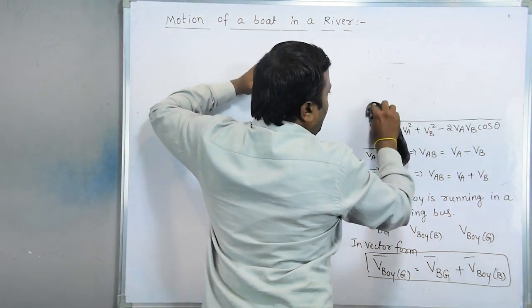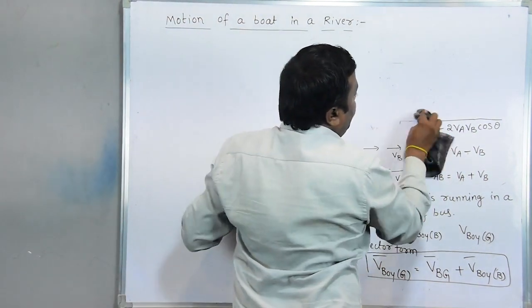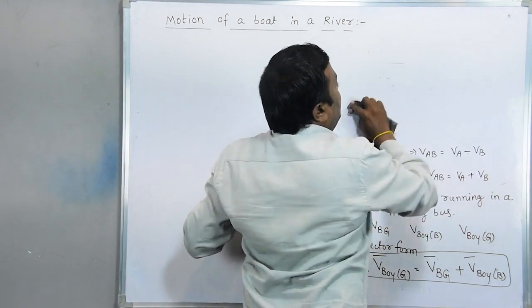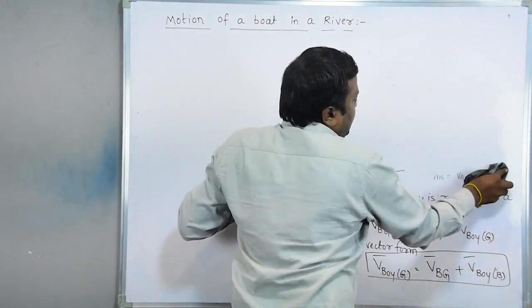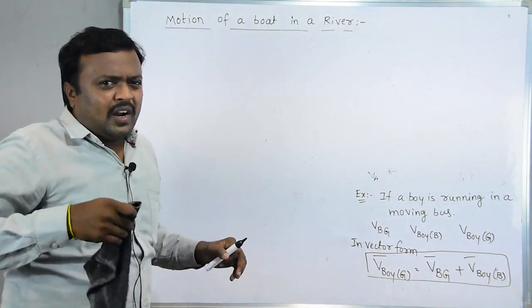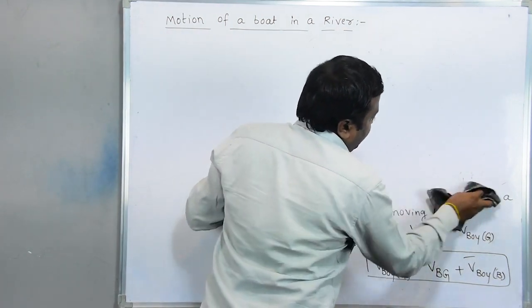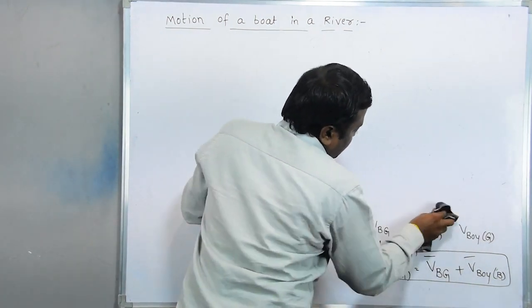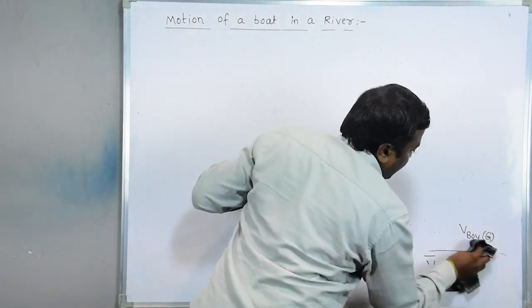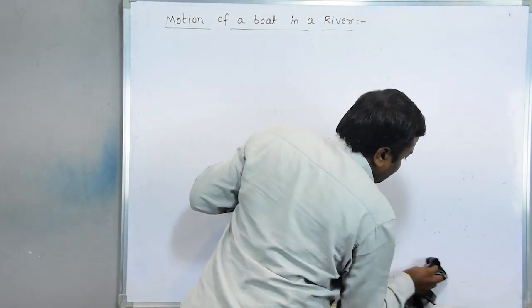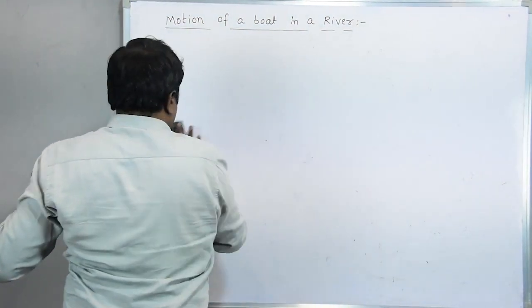Now, with this, we extend the topic to motion of a boat in a river. It is a very easy topic and important also. And sometimes you will get confused about the terminology in this topic. The terminology we are discussing is new, that will give you some confusion. So listen carefully. Easy this one also. Vector addition we will use.